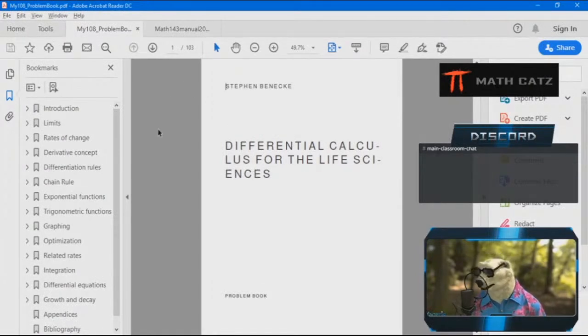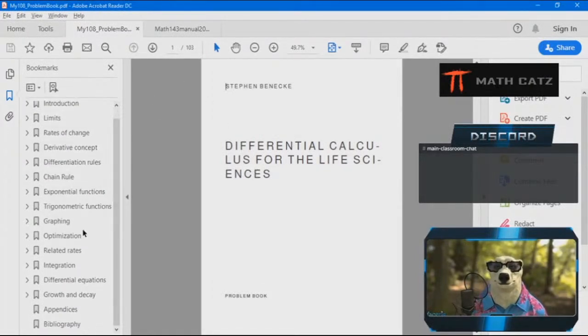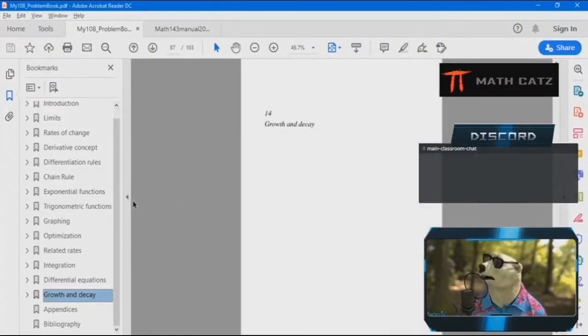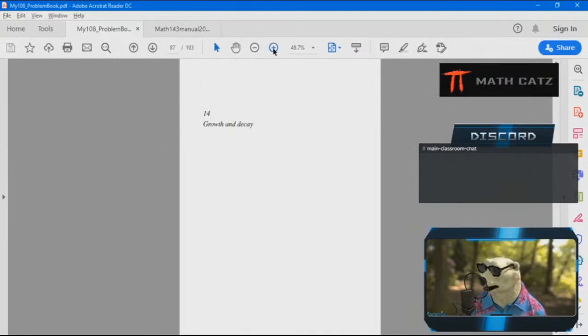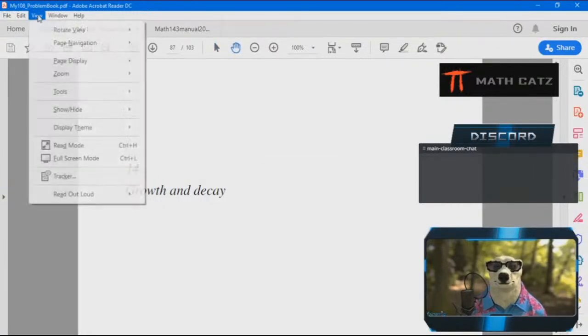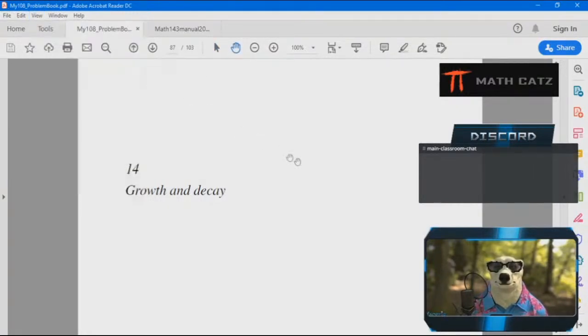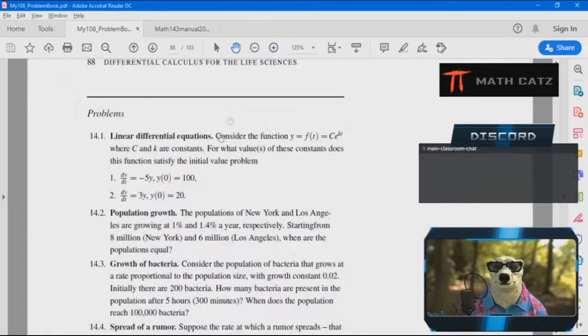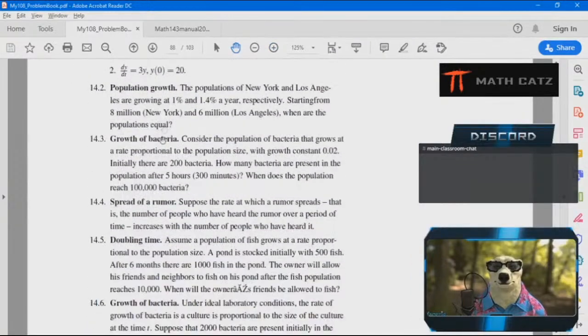So let's have a look at some of them and review where we have been. Let me just check the view here. Yeah, so often the default Adobe is just to not have continuous scrolling. It's so annoying. Let us see.